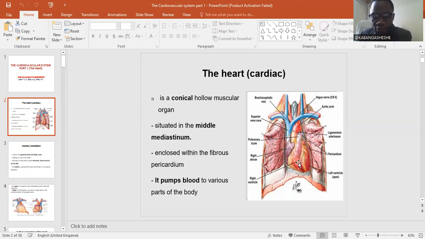The point of division of the two is at the level of a horizontal plane cutting through the manubriosternal joint, or what we call the sternal angle of Louis. So this is at the level of between the fourth and fifth thoracic vertebrae at the back. That is posterior. Anteriorly is sternal-manubrial joint.